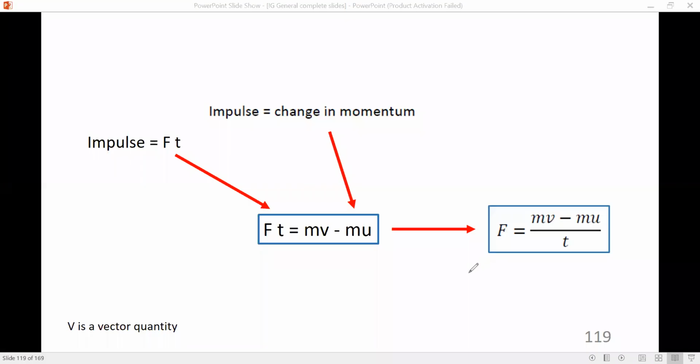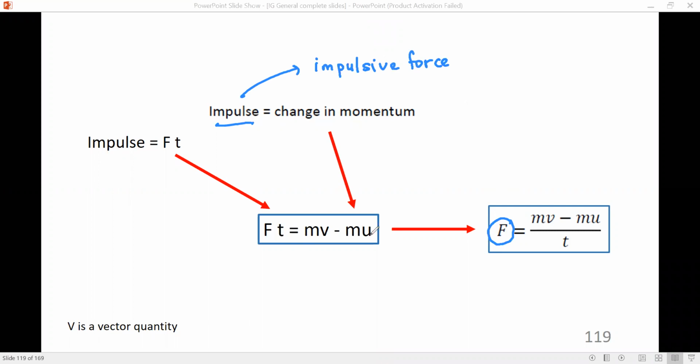From earlier videos, we already learned about impulse. Now we are going to find how to calculate the force. From impulse, we can get impulsive force. So how do we do that?